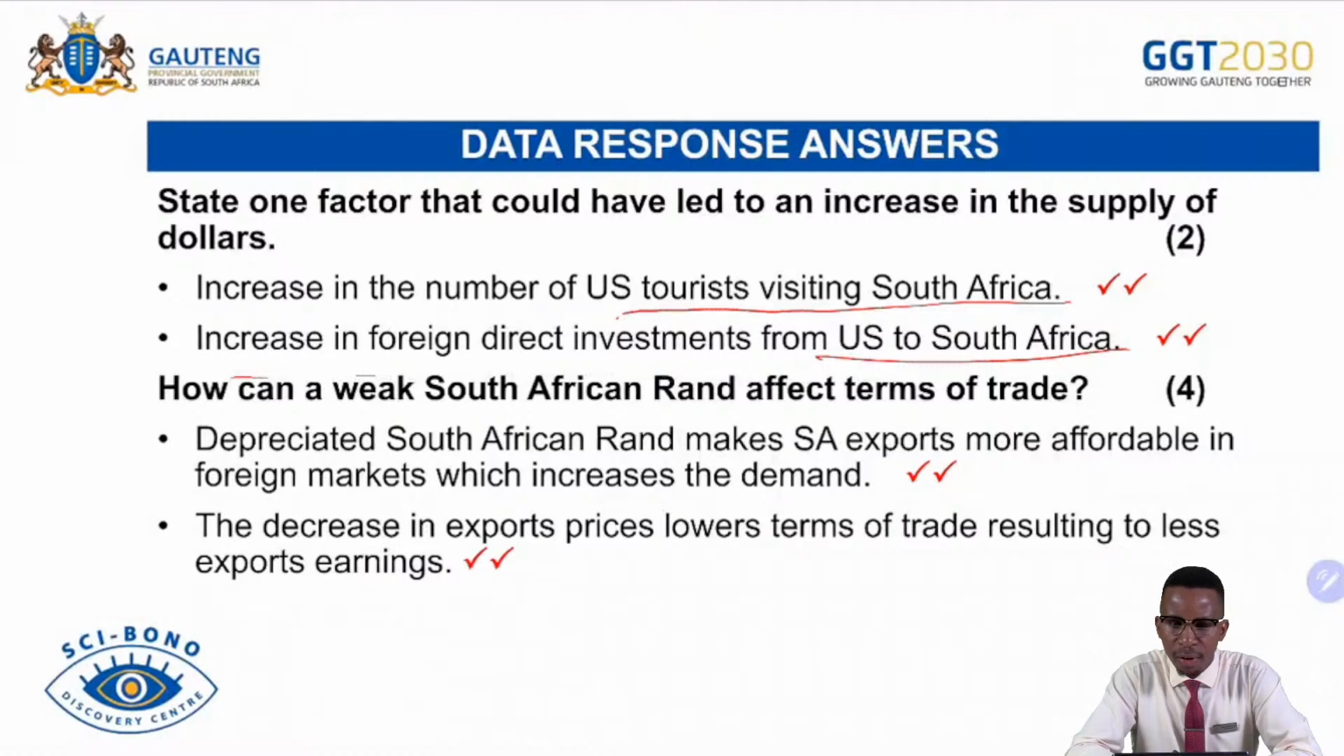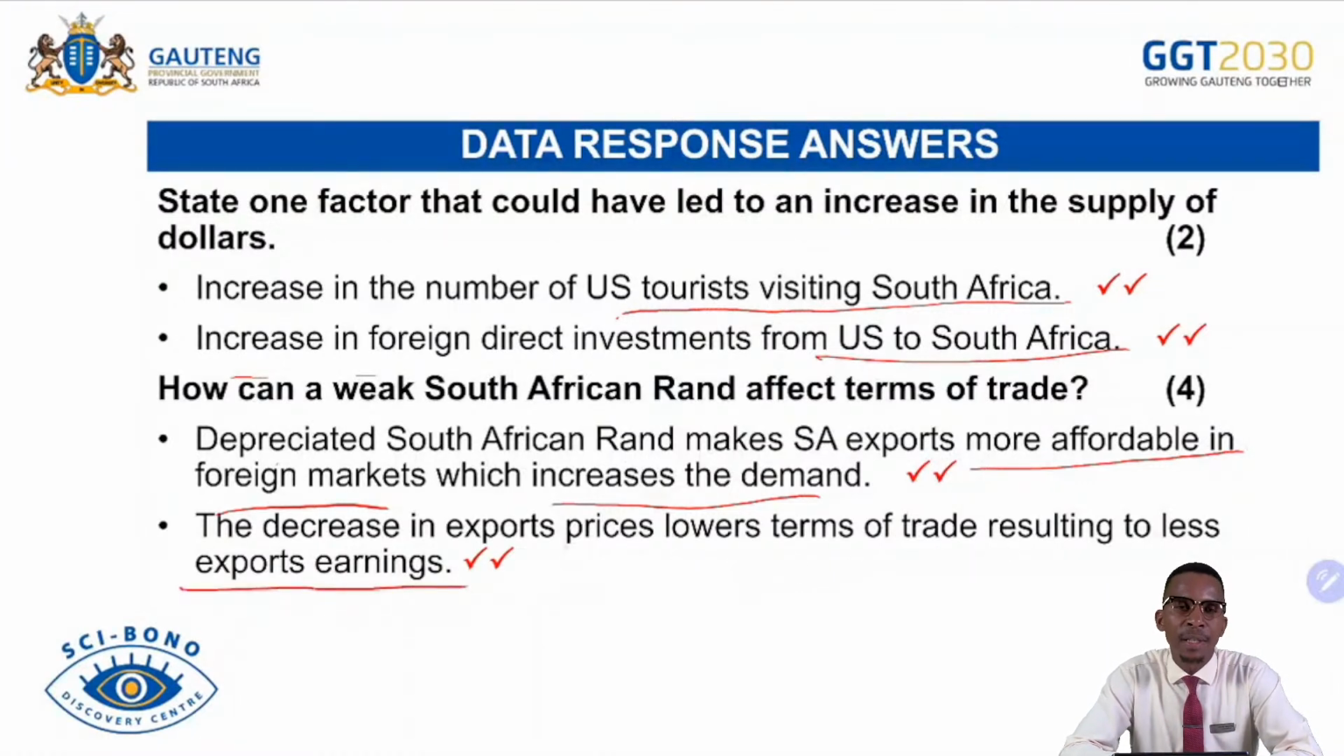How can the weak South African rand affect terms of trade? A depreciated South African rand makes South African exports more affordable in the foreign markets, which increases the demand. The decrease in export prices lowers terms of trade, resulting in less export earnings.